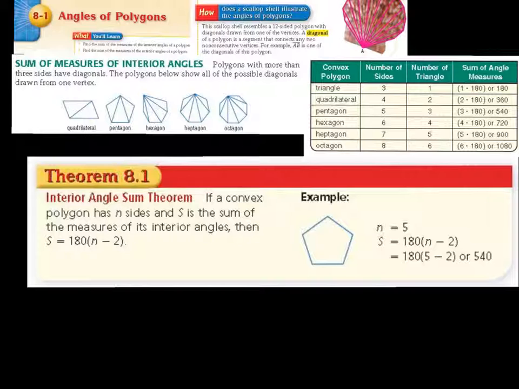If a convex polygon has n sides, and S is the sum of the measures of the interior angles, then S equals 180 times the number of triangles, which is always going to be the number of sides minus 2. So for a pentagon, 5 minus 2 is 3. It would make 3 triangles, so 180 times 3 is 540.